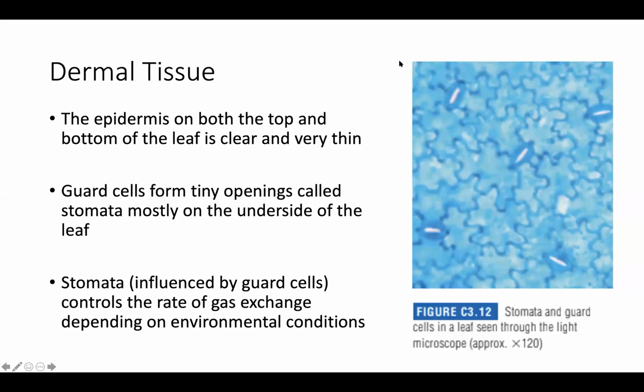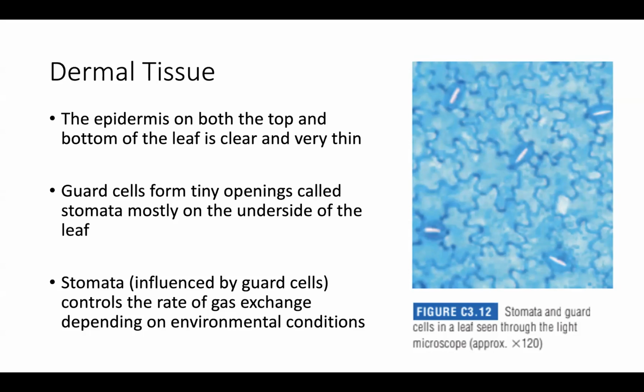Guard cells will form tiny openings called stomata, and these are mostly on the underside of the leaf, okay? So here can be another structure-function relationship. The structure of the leaf is that the guard cells are on the underside of the leaf. Now, remember, hot things always want to rise. In the event where water wants to transpire, that is what it's called when water goes from leaves into the environment. It's called transpiration.